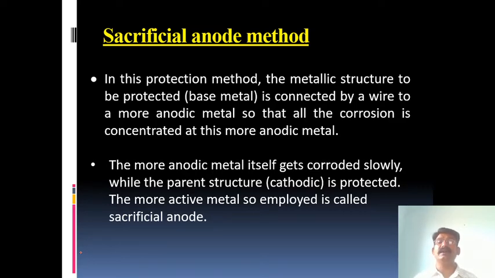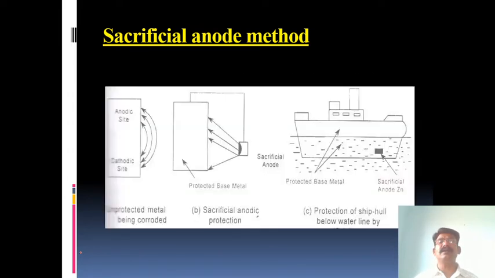I will give the best example. The anodic metal slowly gets rusted instead of the base metal. The best example is the hulls of a ship. For example, this ship is made completely of iron, and this iron gets rusted by ocean corrosion, because there is too much salt water.